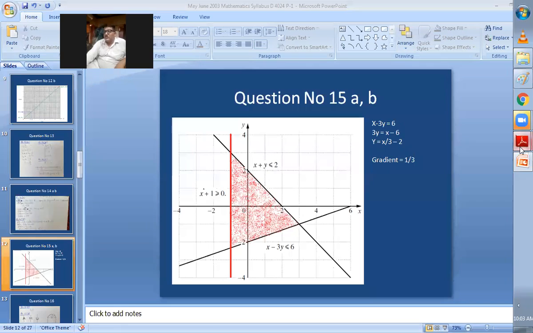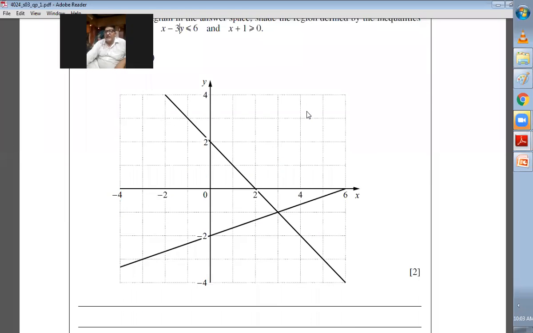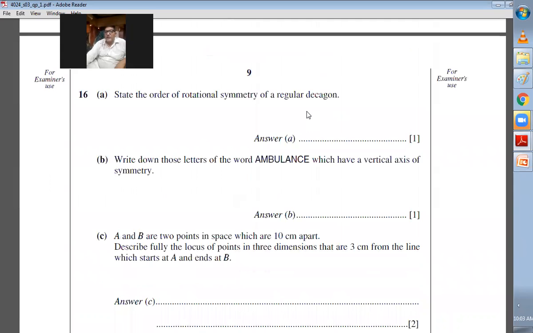So the next question is question number 16, and it is showing up on your screen. State the order of the rotational symmetry of a regular decagon. Decagon means it has 10 sides. Deca means 10. So if you have a regular decagon, its order of rotational symmetry will also be 10.